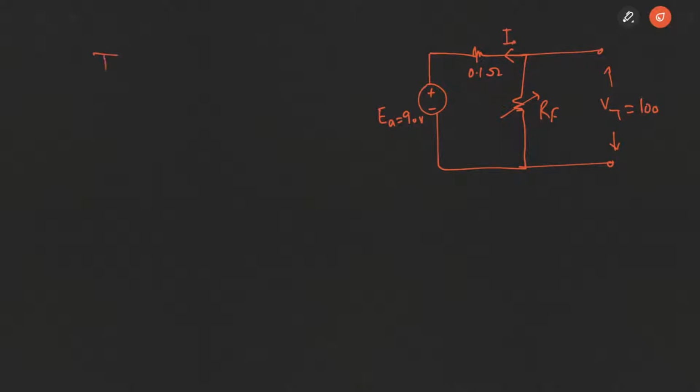IA we know is equal to Vt minus EA divided by RA, where Vt is equal to 100, EA is equal to 90, and RA is equal to 0.1. So this is 10 divided by 0.1, that's equal to 100 amperes. Fine. So this is just an example.